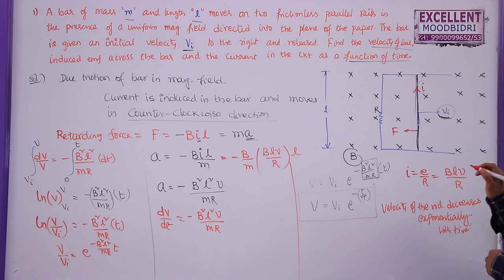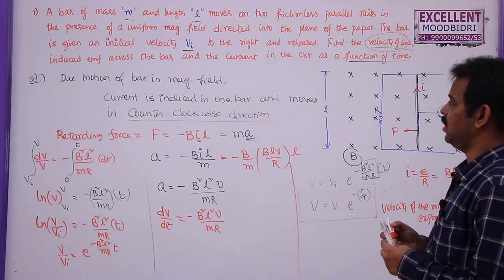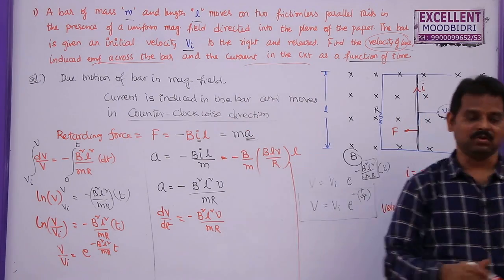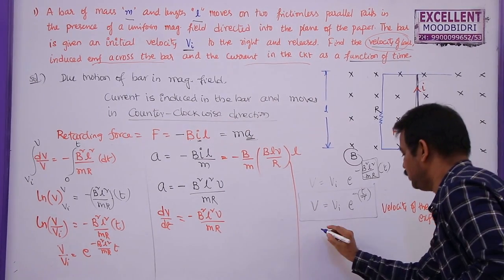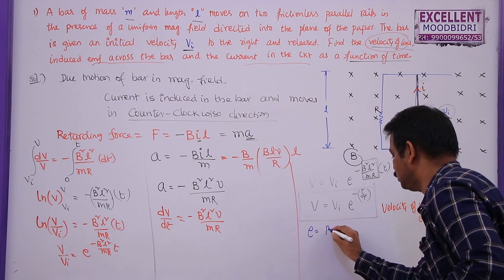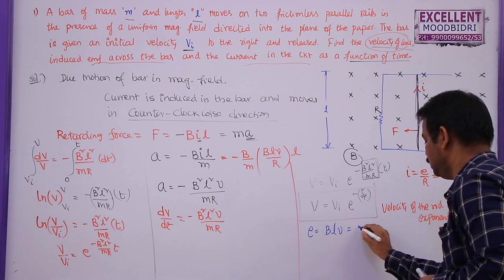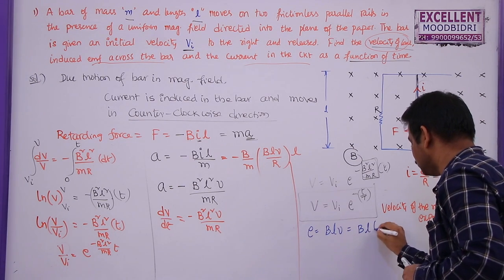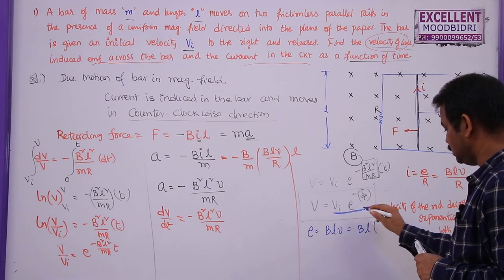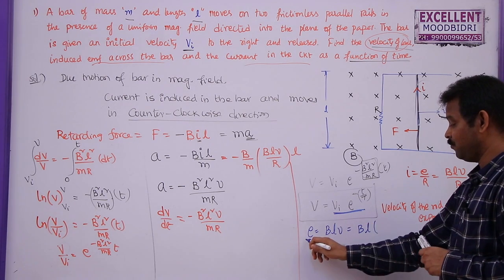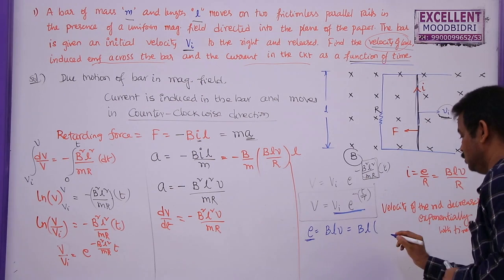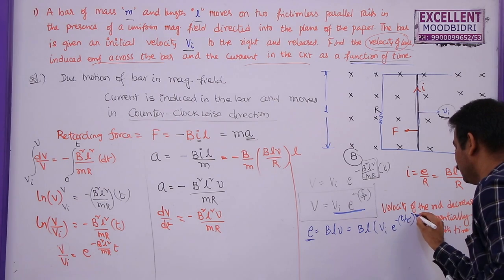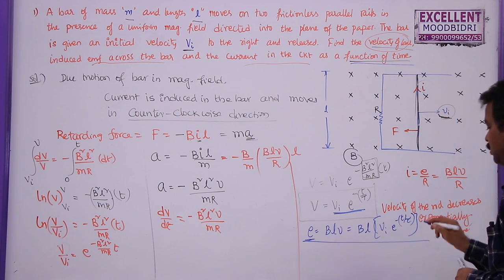So after that they are asking us, after finding the velocity, now I need to find out what is the induced EMF and what is the current in the circuit. Induced EMF is given by EMF is equal to BLV, we know the general formula. Here B, magnetic field into the board, is constant, L length constant. So what is the velocity? Just now I got this equation, so it is a function of time. I am finding EMF as a function of time here. So I can write this as B L Vi e power minus t by tau. This is the equation for EMF.